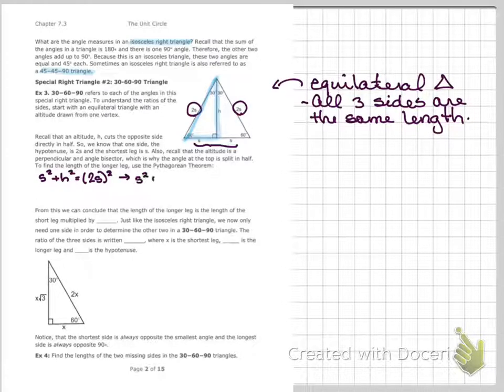s squared plus h squared equals 4s squared. And subtract the s squared from both sides. I get h squared equals 3s squared. And then we're going to do what we did to solve for h on the last one. We're going to solve in terms of s, and we're going to square root both sides. And we get h equals the square root of 3 times s. Remember, s was the length of the side in our triangle, the length of the short side, actually.